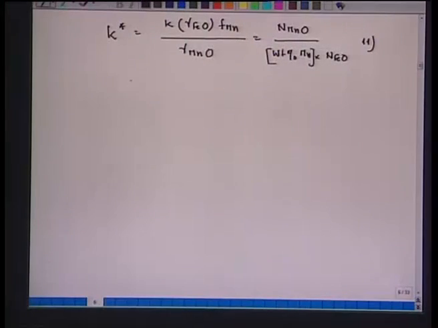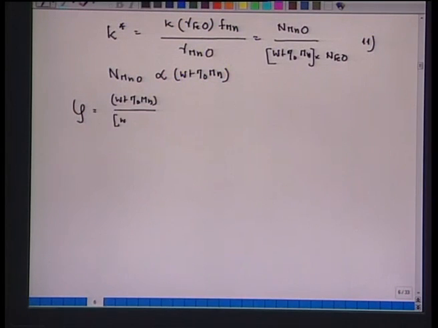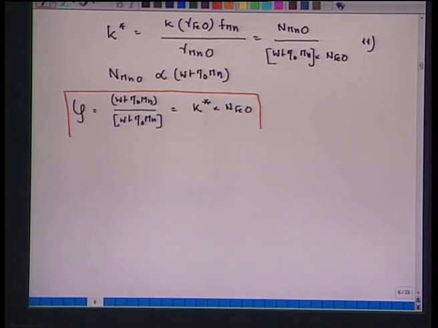So, now we just write N MnO is approximately proportional to weight% manganese in slag. Then we can write psi, which is the coefficient of distribution of manganese in slag and metal, that is equal to weight% manganese in slag upon weight% manganese in metal, which comes out to be equal to K star into N FeO. So, this tells about the distribution coefficient of manganese in the iron manganese equilibrium system. This is equation number 12.